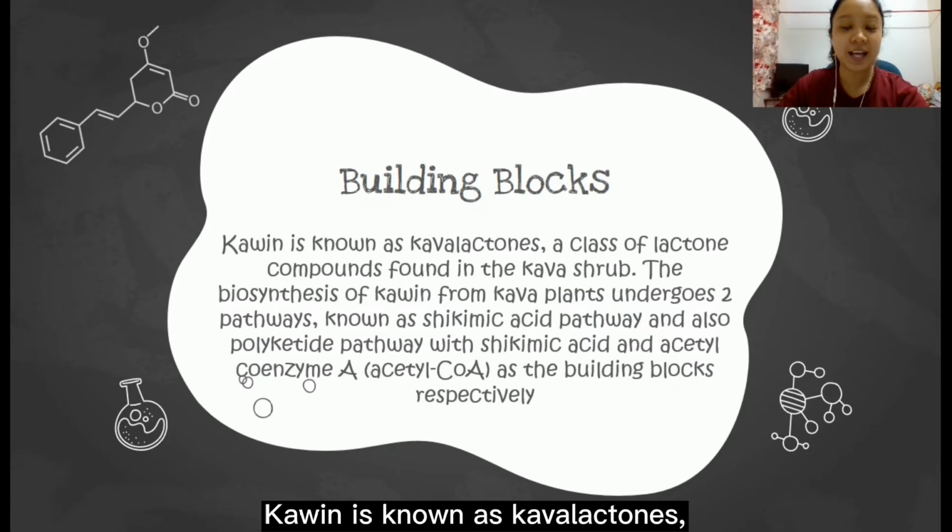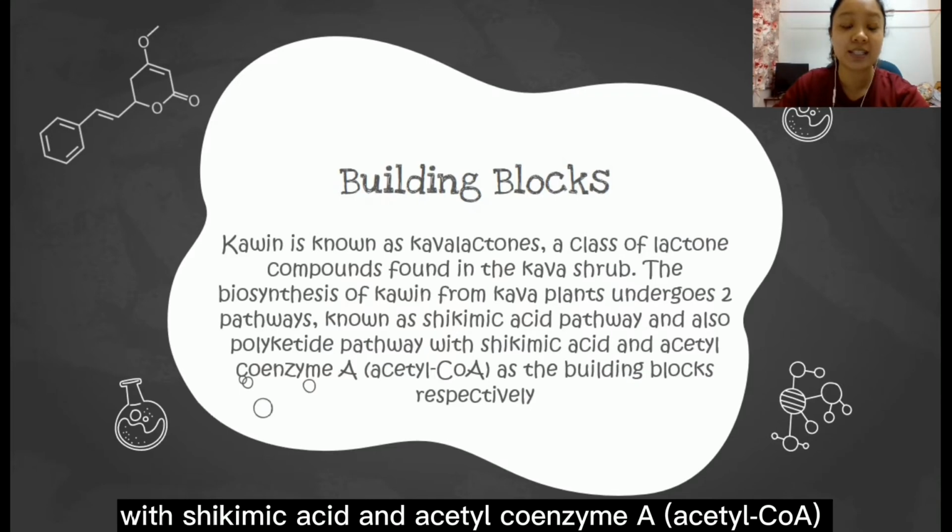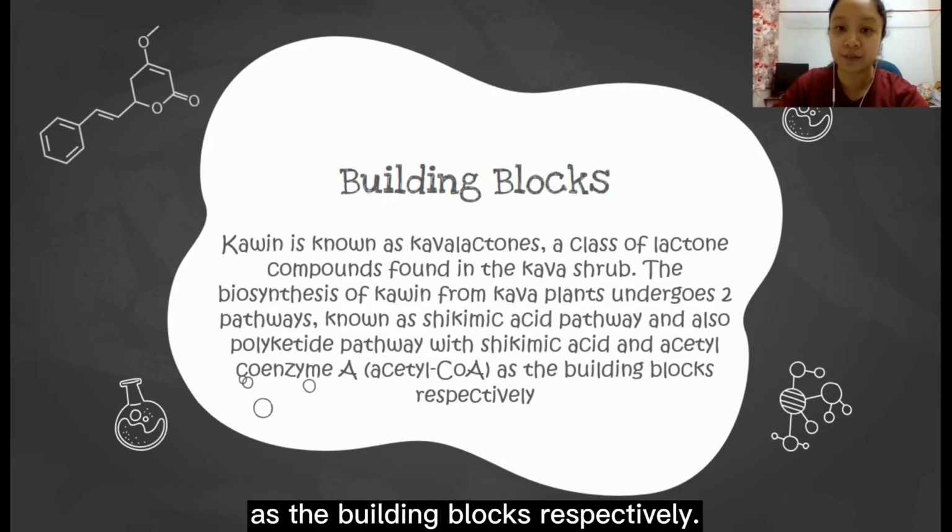Kawain is known as a kavalactone, a class of lactone compounds found in the kava shrub. The biosynthesis of kawain from kava plants undergoes two pathways known as the shikimic acid pathway and the polyketide pathway, with shikimic acid and acetyl coenzyme A as the building blocks respectively.